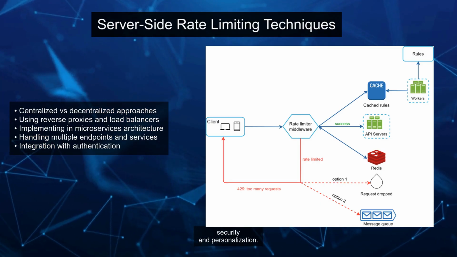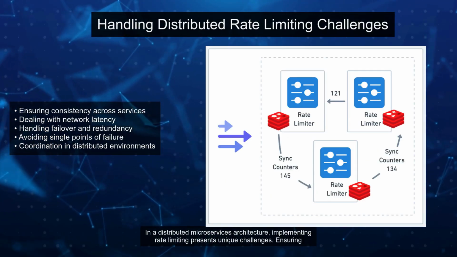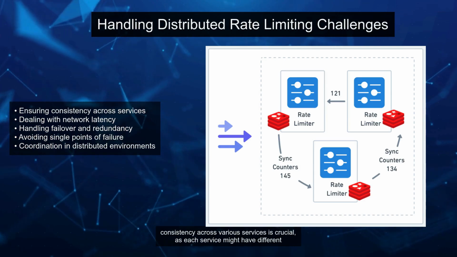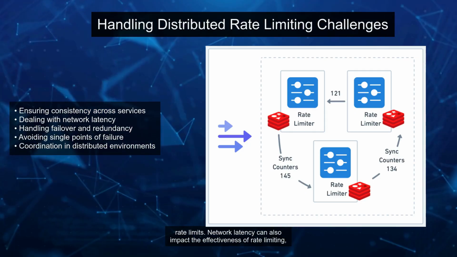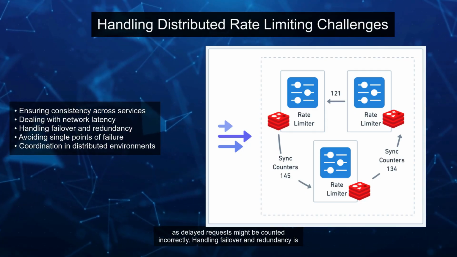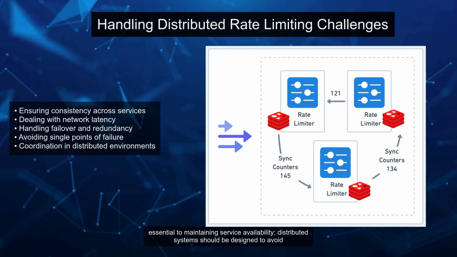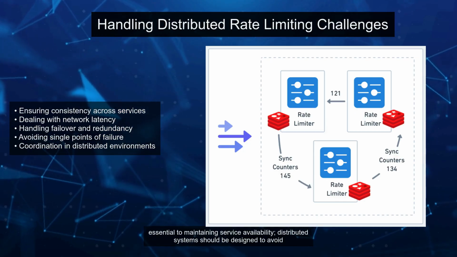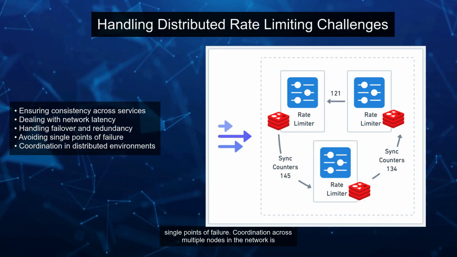In a distributed microservices architecture, implementing rate limiting presents unique challenges. Ensuring consistency across various services is crucial, as each service might have different rate limits. Network latency can also impact the effectiveness of rate limiting, as delayed requests might be counted incorrectly. Handling failover and redundancy is essential to maintaining service availability. Distributed systems should be designed to avoid single points of failure.